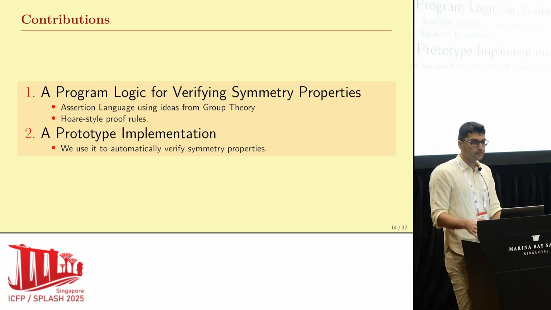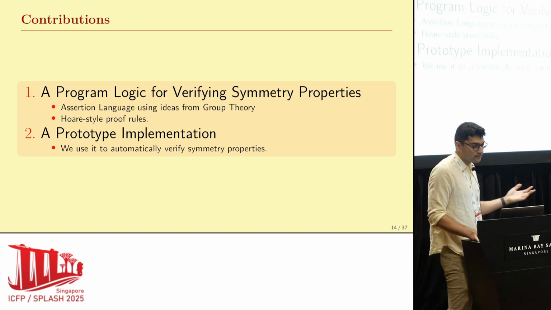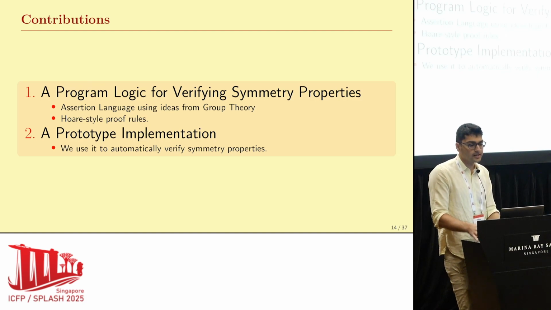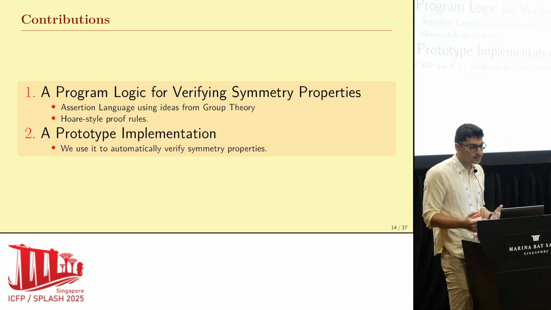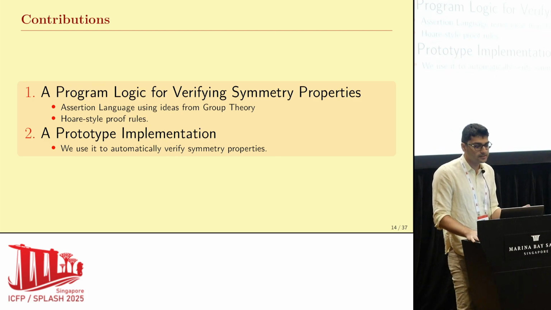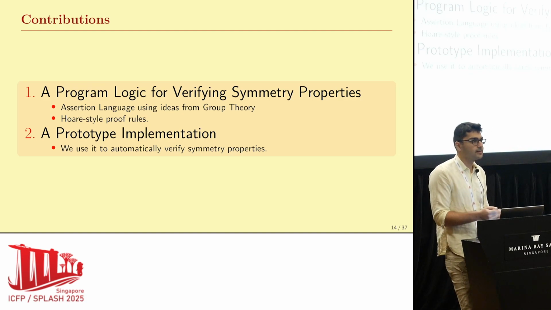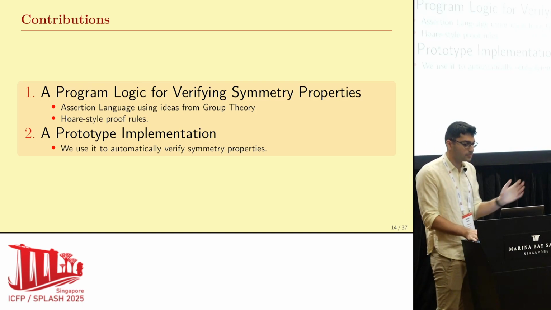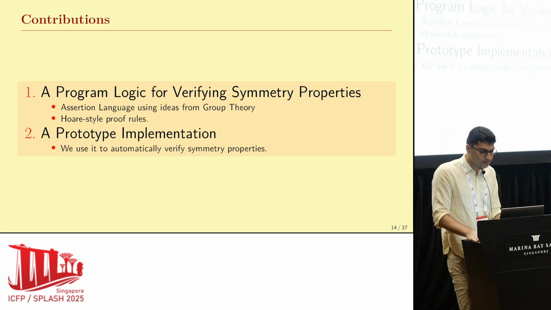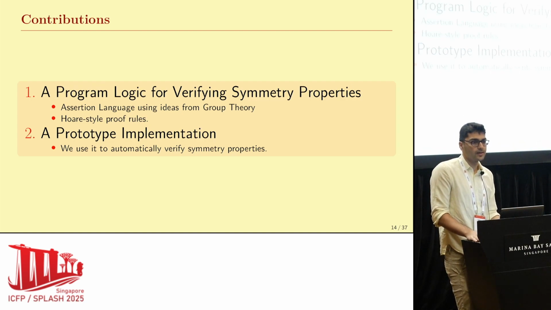And to that end, we have two major contributions. The first is a program logic for verifying these symmetry properties. For this, we develop a novel assertion language using ideas from group theory, which I'll explain in the next few slides. And then we develop some Hoare-style proof rules for reasoning about these assertions. And then we have a prototype implementation, which we use to automatically verify such properties on real examples from across the literature. So in this talk, I'm going to focus mostly on the first contribution, which is the program logic.